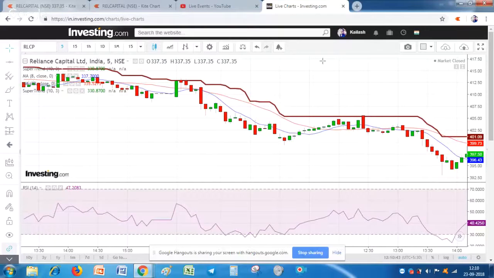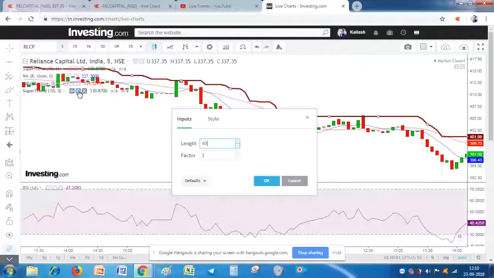So let me change its values. I have added a fresh one. By default, the settings of Super Trend on investing.com are 10 and 3, so we can make it 10 and 2. Someone told me some people are showing 20 and 3, or 20 and 2, so we can try that also. Default settings are always good.